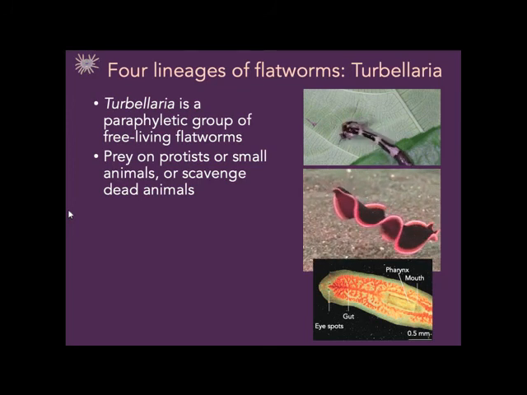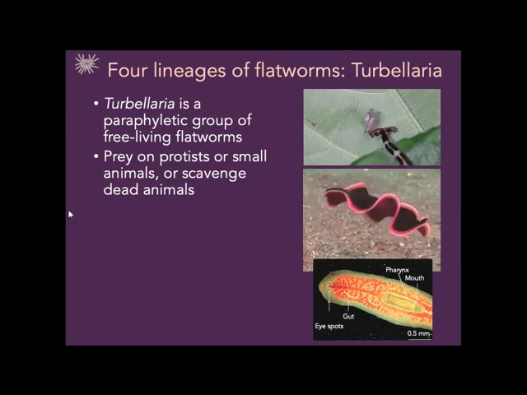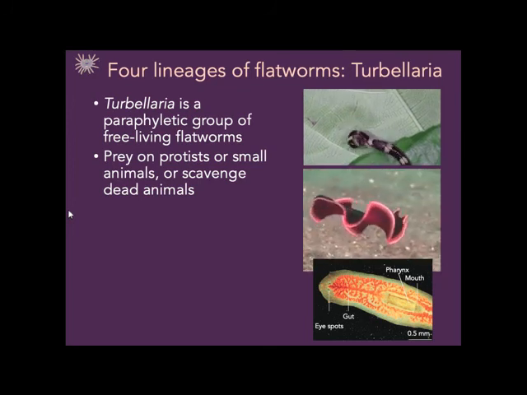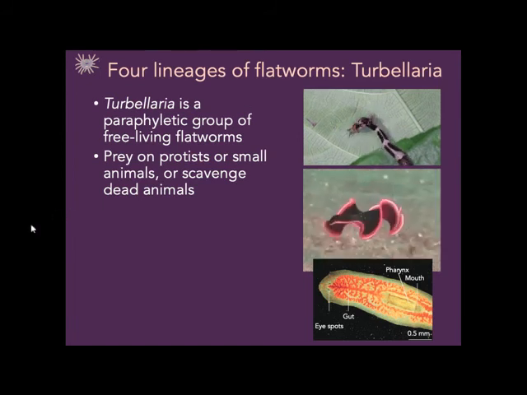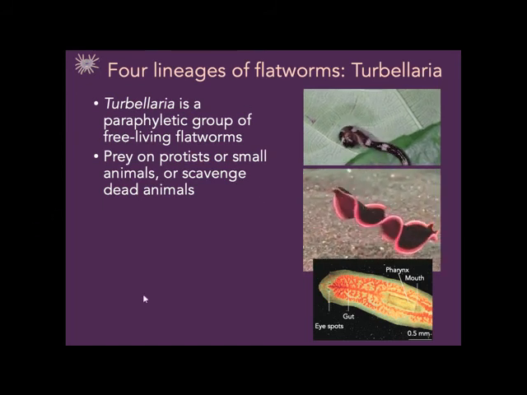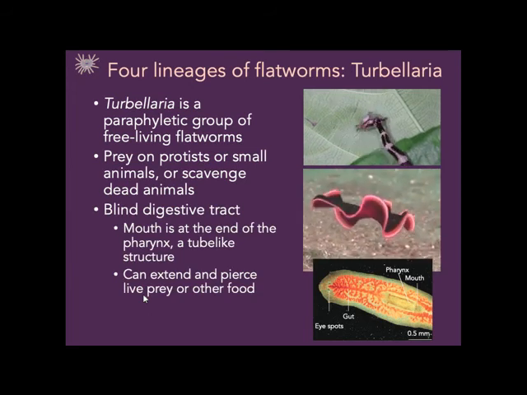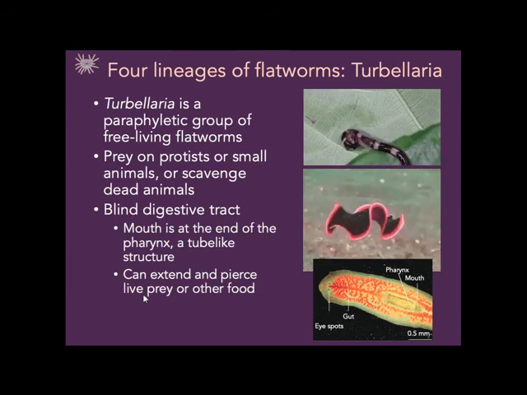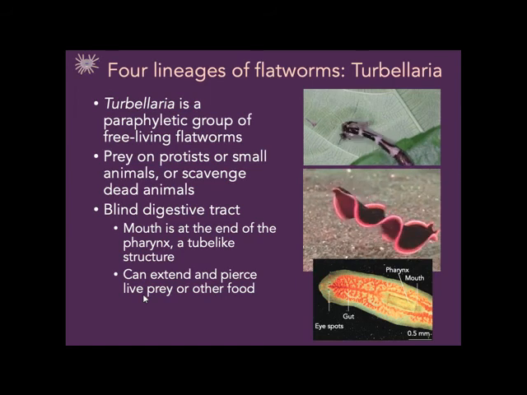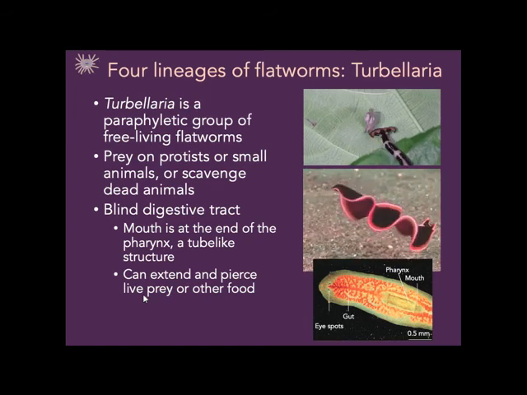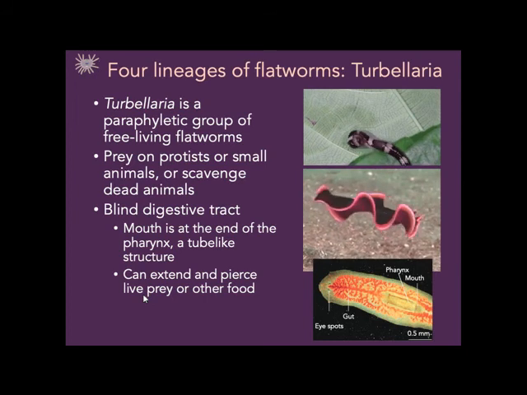So some of them are hunters, like this one up at the top here. Some of them are free living. Some of them are scavengers. They have a blind digestive tract, meaning that they have a mouth at the end of a pharynx, and they can extend it out and pierce food. The mouth is often not on the head, but on the underside of the body. And whatever waste has to come back out of that mouth again, because they don't have an anus.